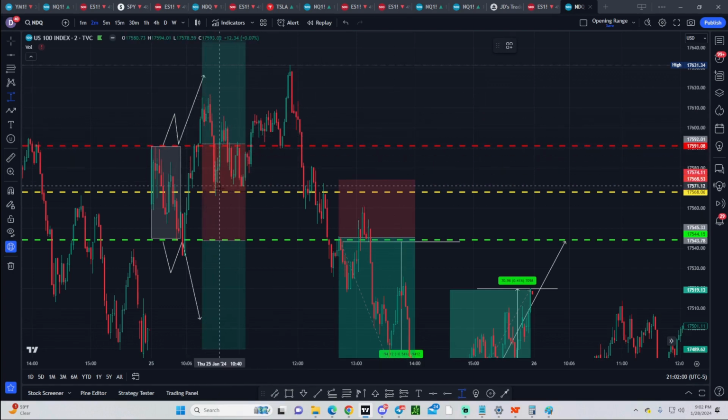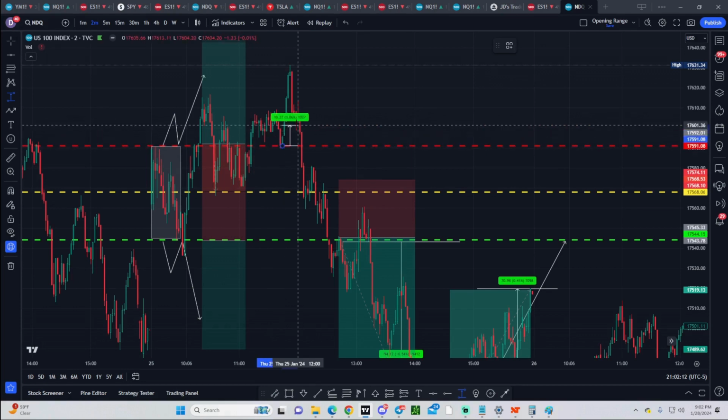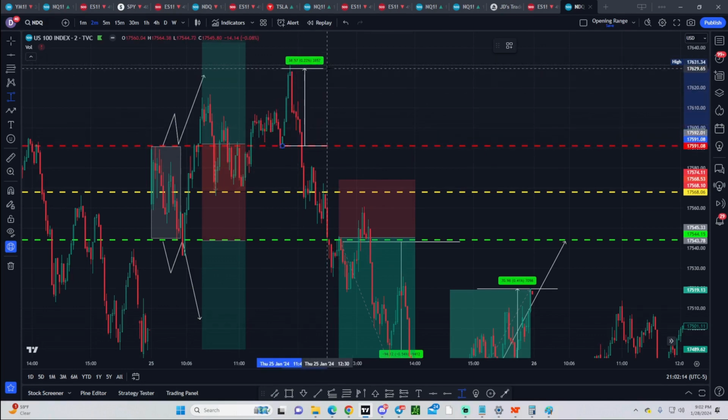Came back down too fast, broke above it. Nothing here, nothing here, broke above it. This would have been a nice 40-point trade.